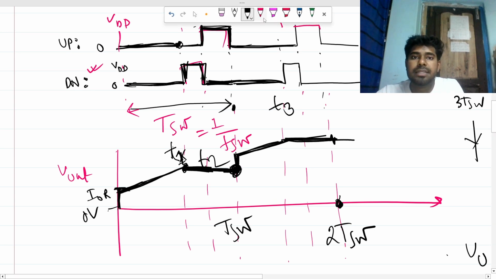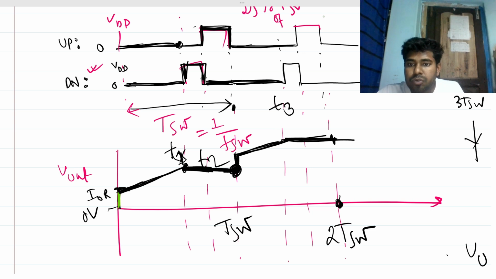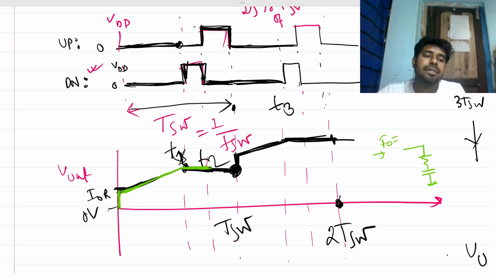So I am drawing in another color, let's say. So suddenly it will go to I into R, then it will be ramping up due to the capacitor, as only the Q1 transistor is on, so PMOS is conducting. Then both of the MOSFETs are conducting, so no current can go through the RC branch. So the RC branch will be getting 0 current, so it will hold its previous voltage. Okay, so it is 0 current IC, so it will hold its previous voltage.